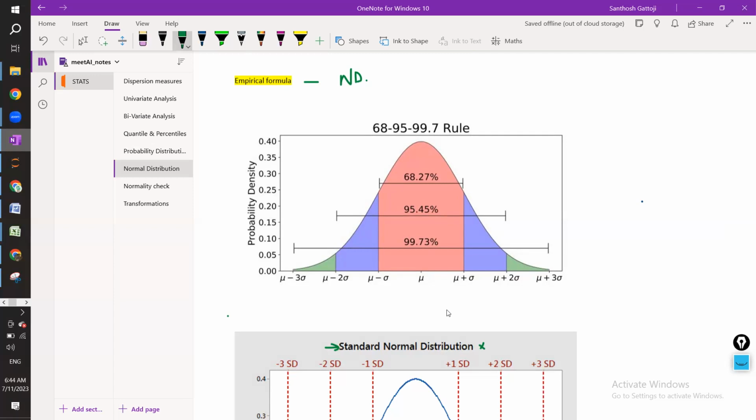Yes, sir. Okay, fine. So see here, we have some mu. It's a normal distribution. And as I said, when we say one standard deviation, that means mu plus rho, mu minus rho. This distance is called one standard deviation. Mu plus rho, mu minus rho. Agree?